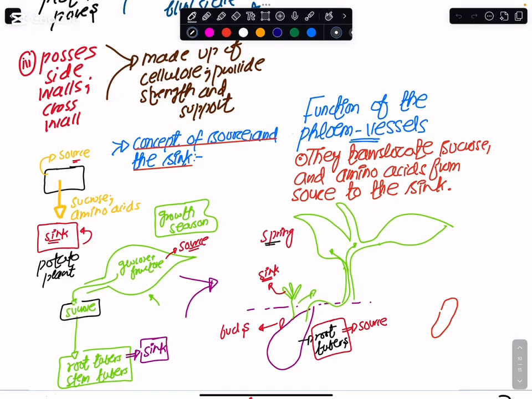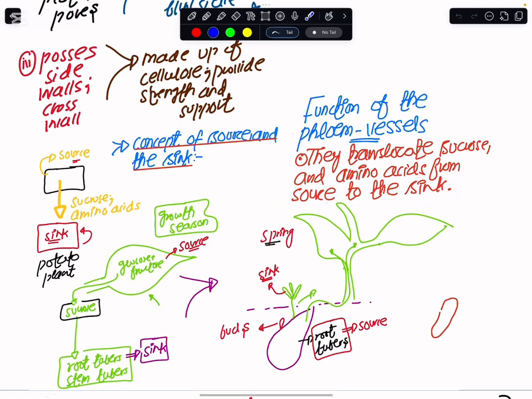So, I welcome you back to another important lecture. For today, we will see how the phloem vessels that we have in plants move the sucrose and the amino acids, or translocate the sucrose and the amino acids. But before we proceed with the functionality of these phloem vessels in the context of translocation, our idea of the source and the sink should be very clear.